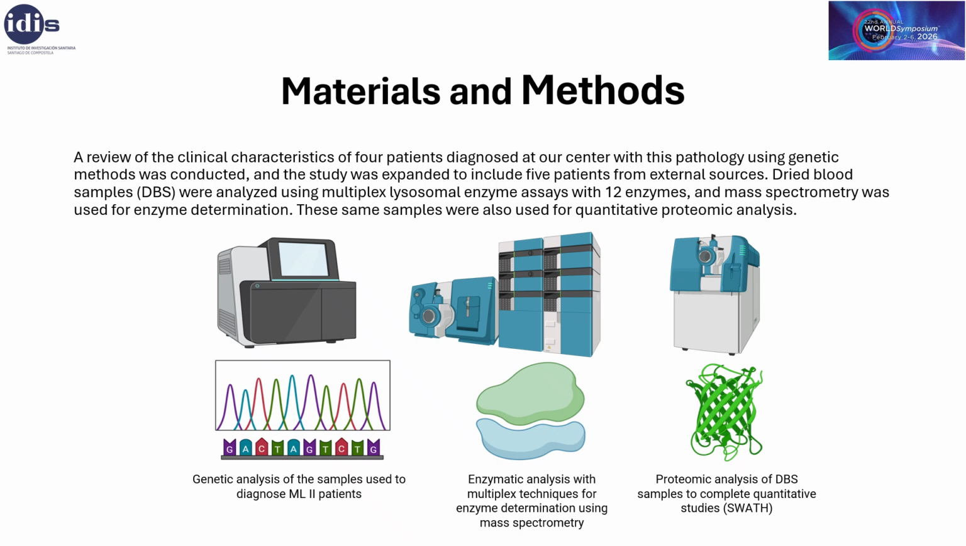Material and methods. A review of the clinical characteristics of 4 patients diagnosed at our center with this pathology using genetic methods was conducted, and this study was expanded to include 5 patients from external sources. Dried blood spot samples, DBS, were analyzed using a multiplex lysosomal enzyme assay with 12 enzymes, and mass spectrometry was used for enzyme determination. These same samples were used for quantitative proteomic analysis.